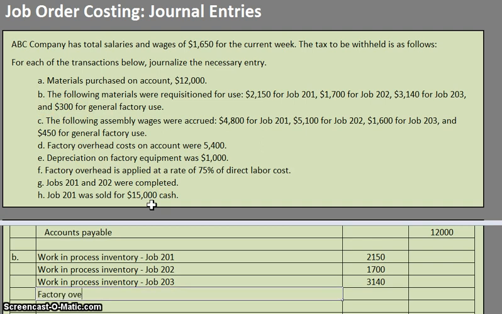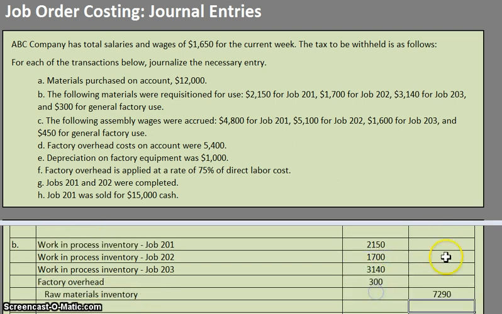All right, now for that $300 in raw materials for general factory use, that's going to go into our factory overhead account. And that means that the total amount that our raw materials inventory is going to be decreasing by is 7,290. So as you can see now, our debits equal our credits. We're showing all of our work in process inventories for those individual job accounts increasing by the amount that we put into them. Factory overhead is going to be 300, and then we have raw materials inventory decreasing for the total amount taken out.